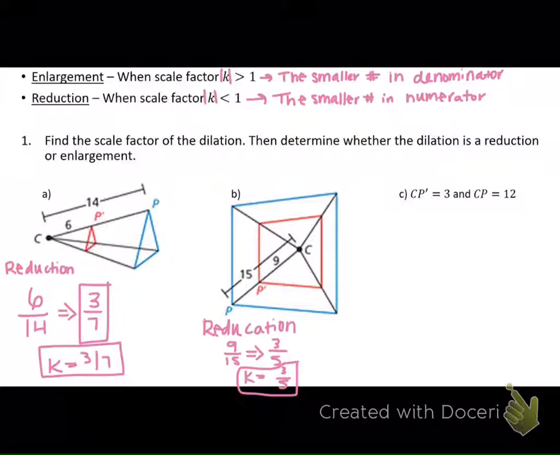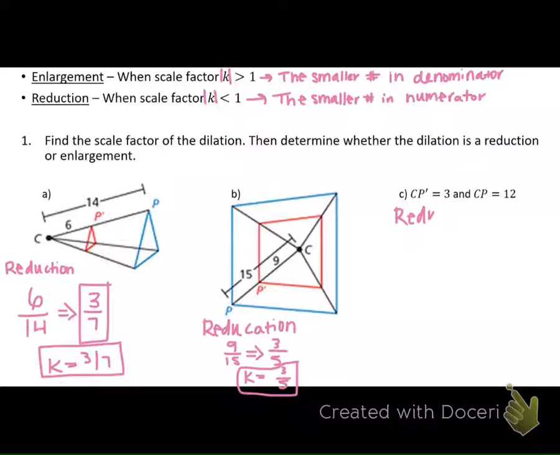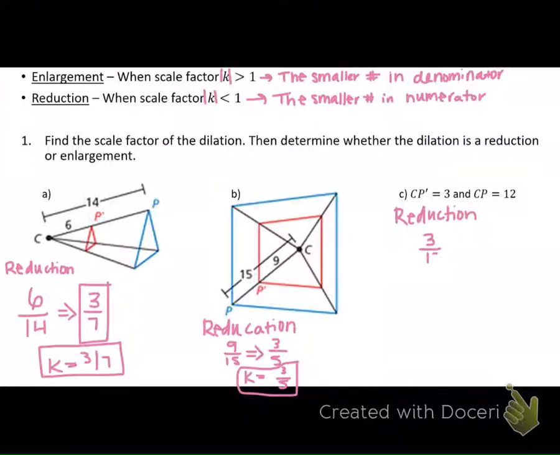So the original, the pre-image, is 12, the image is 3. Is 12 getting bigger or smaller? Smaller. So Carmichael, what is that then? Also a reduction. And Logan, what would my scale factor be before simplification? Yep, getting smaller there. So 3 goes into both of those, so that's 1 over 4. So we have a K value of 1/4.